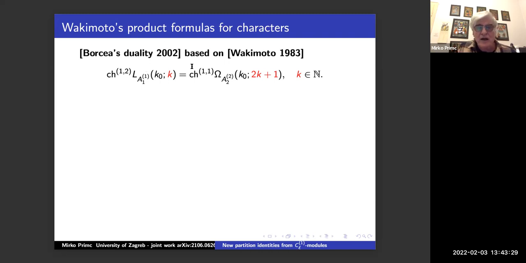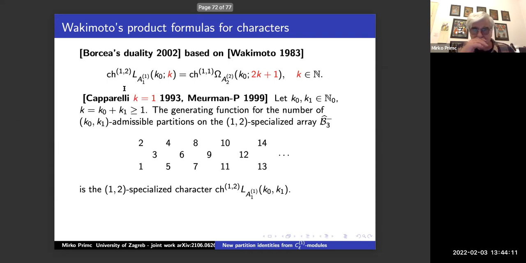let's call it Borcherds' duality, based on these Wakimoto formulas, is actually the equality of characters: the 1,2 specialized character for A_1^(1) of level K, with K_0 singled out, equals the principally specialized character for the vacuum space for A_2^(2) of level 2K+1, with K singled out. And this works for all K.